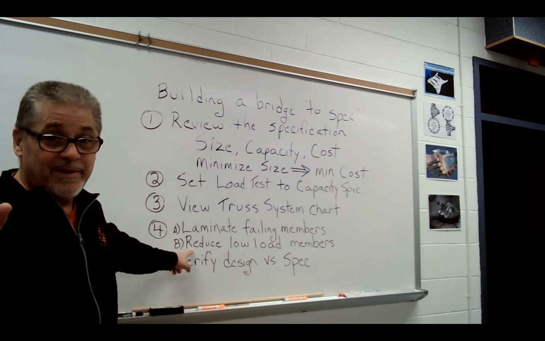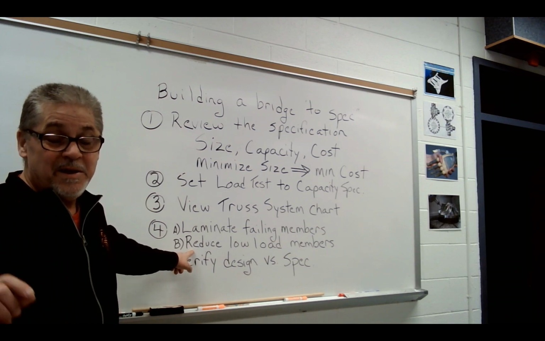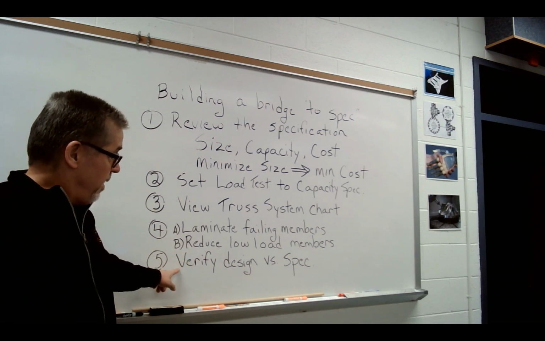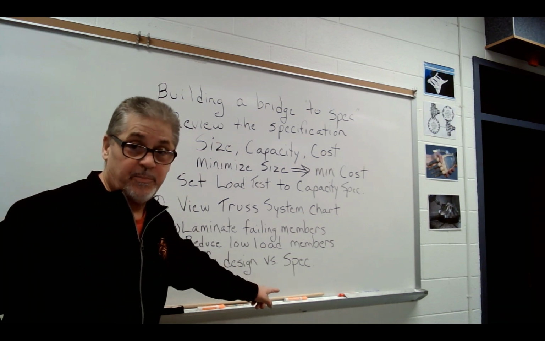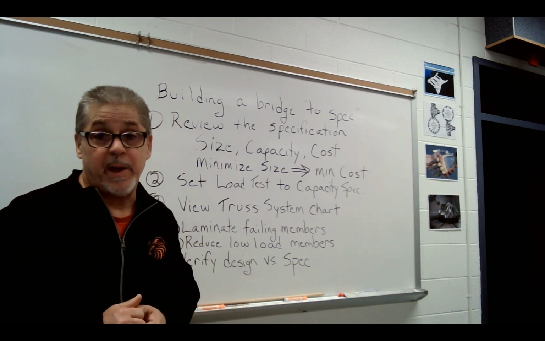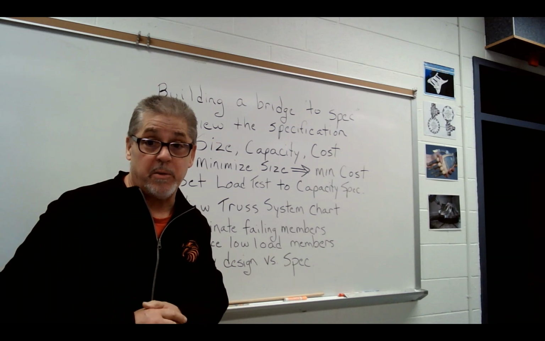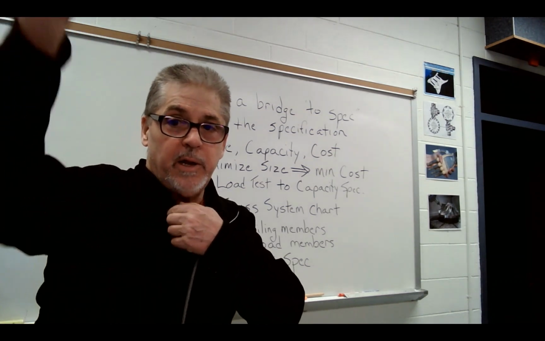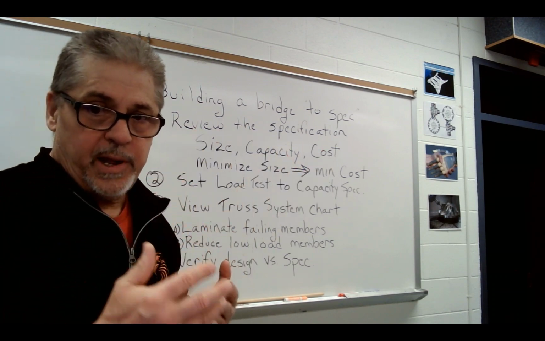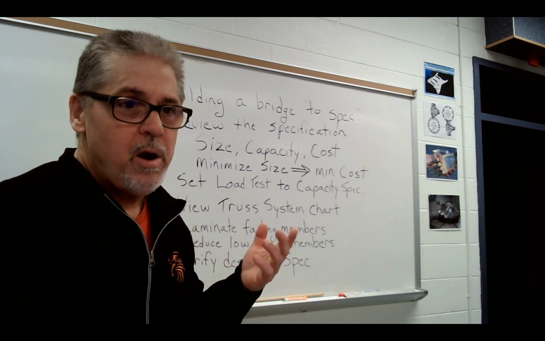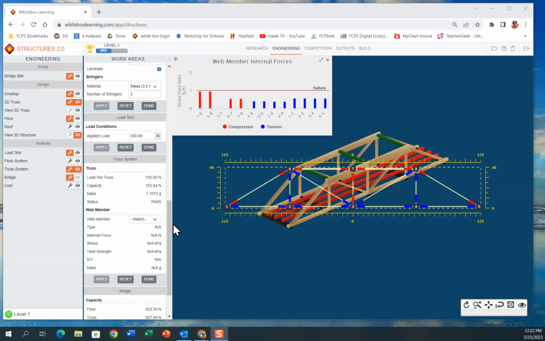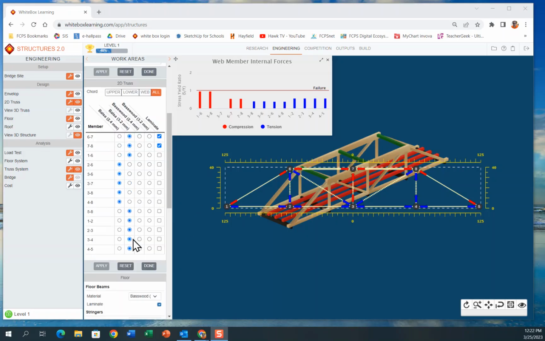And the members that have really low amount of load on them, you're going to reduce those. Reduce means make smaller, all right? You're going to go with the smaller balsa wood. And if you do that, and then you check your design against your spec, guess what? You're going to have an in-spec bridge, and you're ready to go in competition and start earning points. Now, I'm not going to go through all the different combinations and permutations there are because there are quite a bit. I'm just going to say that I can do things like changing the height of my bridge.